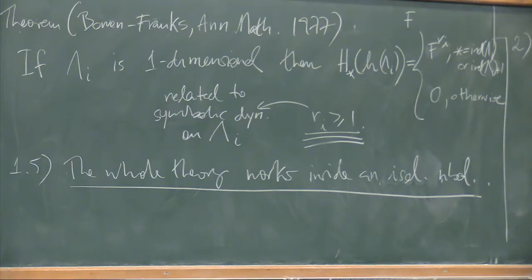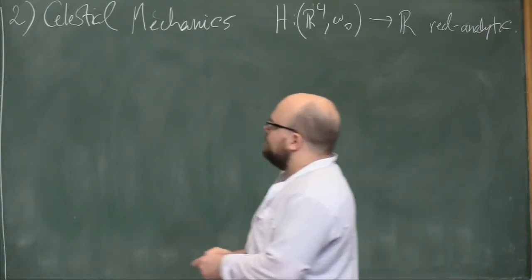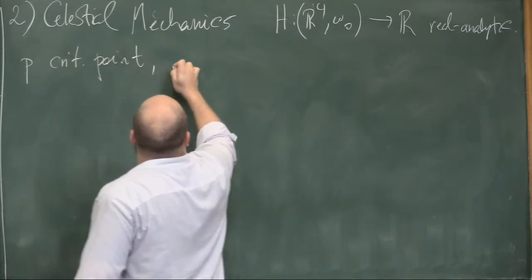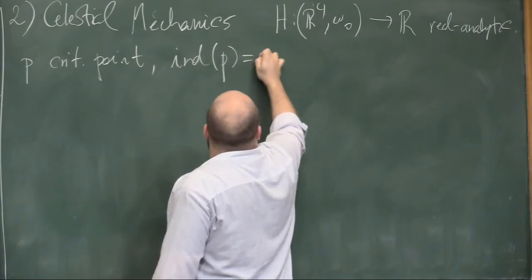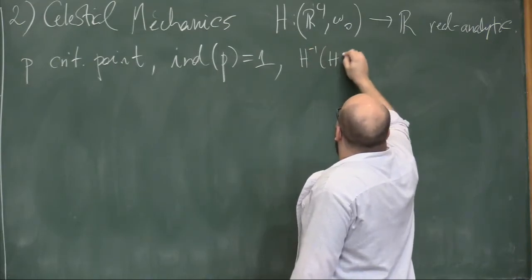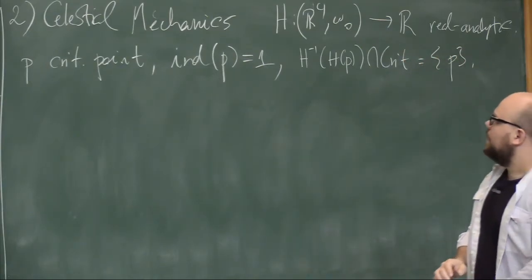Which is the following. So the following picture is everywhere present in celestial mechanics. You have a Hamiltonian, let's say in R4, and let's say it's real analytic. Real analytic Hamiltonian. And let's say you have a critical point, and the Morse index of this critical point is equal to 1. And let's say in that critical level, you only have that critical point.